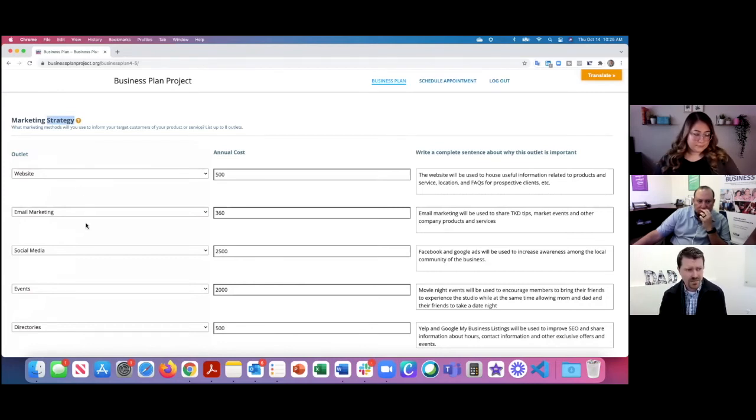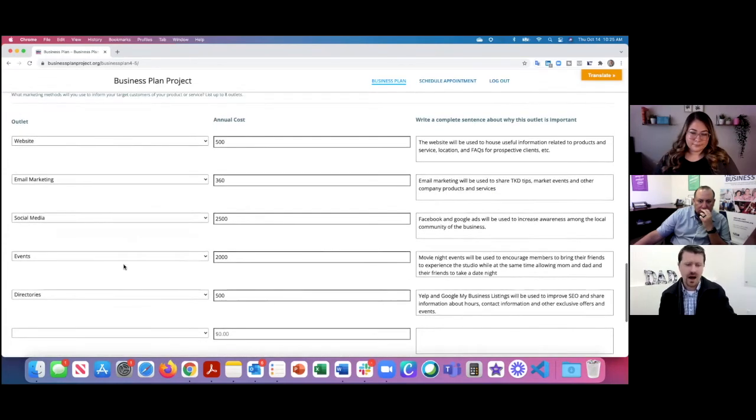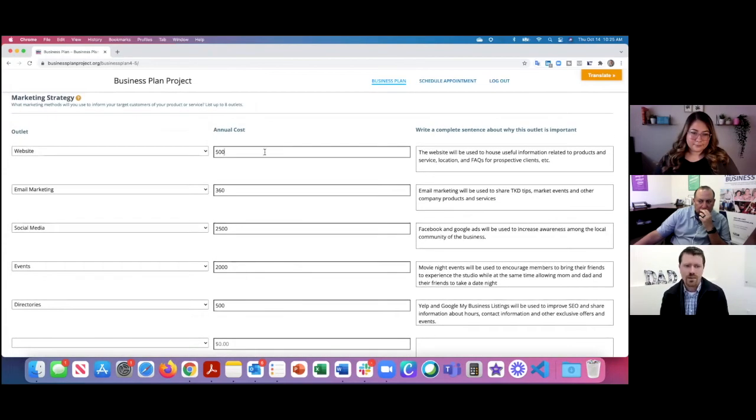And so we've got the drop down here where you can pick website, email marketing, social media, events, and directories. We can use up to like 8, but you can see here I just focused on my top 5. And the website's going to run us $500 a year. Let's say it's going to be used to house useful information related to products, service, location, FAQs for prospective clients, the email marketing, and so forth.